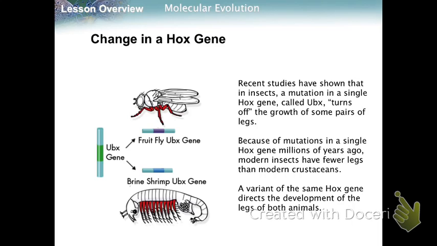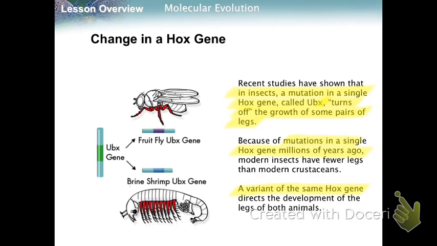So in insects, what's happened is a mutation in this UBX gene turns off the growth of some pairs of legs. And this was due to mutations in a single Hox gene millions of years ago. Because of that, modern insects have fewer legs than modern crustaceans.